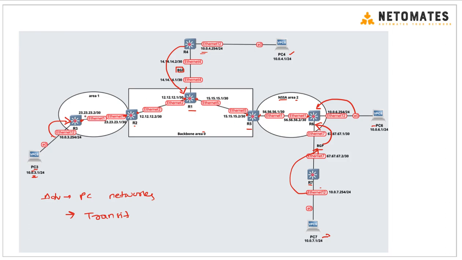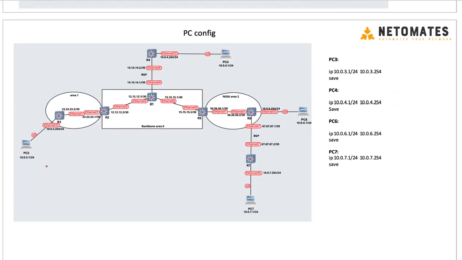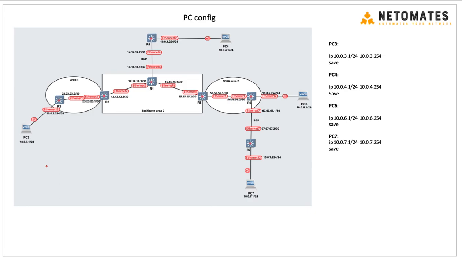Similarly, we do the configurations for the transit networks as well. So in the end, from any PC, you should be able to ping any IP in this topology, including the transit networks as well. So let's go through the configurations to achieve this. For the PCs, we have assigned the IPs and the respective gateways with the last IP 254 in that network.